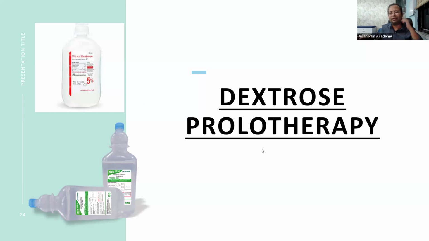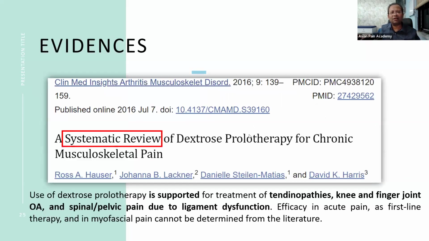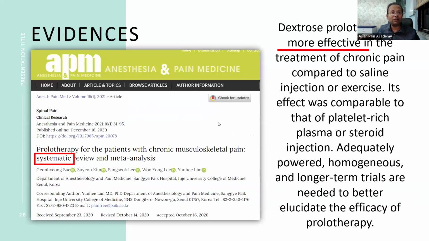We try to regenerate. There are multiple systematic reviews and meta-analyses. There is evidence that dextrose prolotherapy is supported for treatment of tendinopathies, knee and finger joint OA and so on. Mainly I would say it is for tendinopathies. It is a very good drug for regeneration. Dextrose prolotherapy is more effective in the treatment of chronic pain compared to saline injection or exercise.